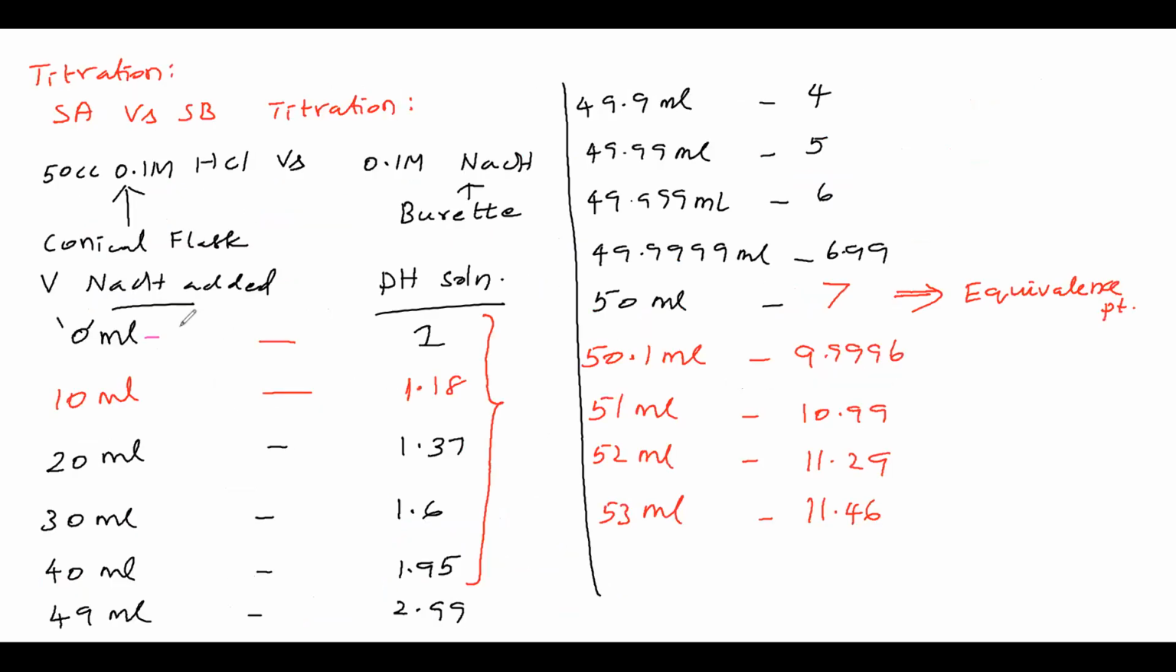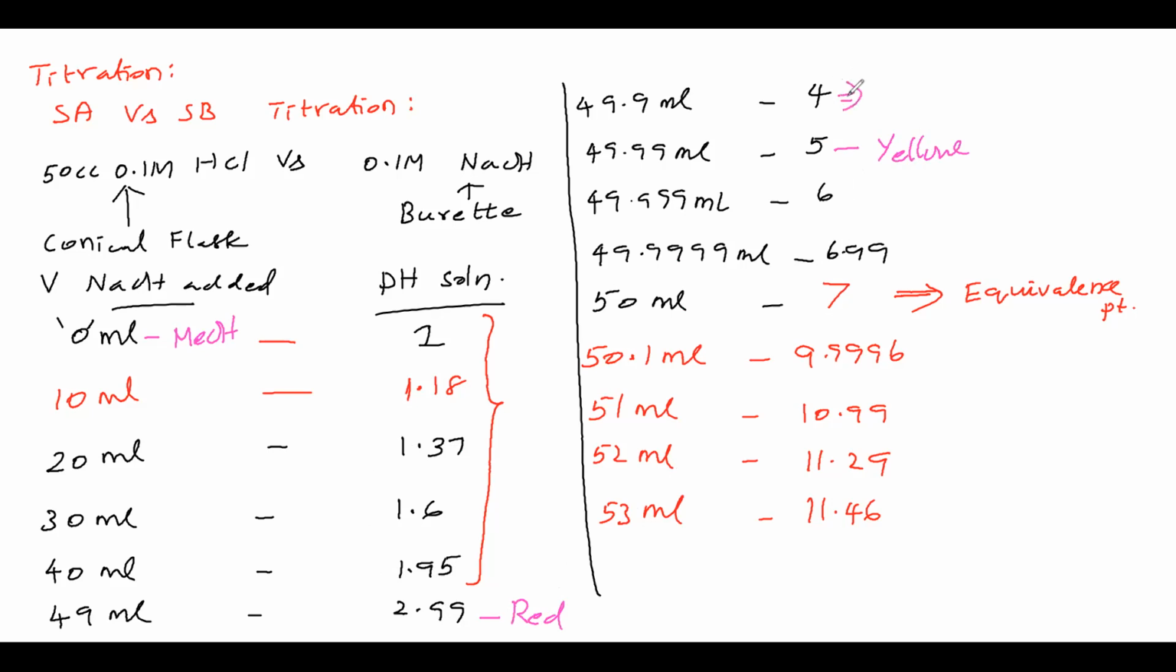So let us add methyl orange here. What color will methyl orange give to the conical flask solution? Red color. Here red, here red, here red. Up to this point, phenolphthalein gives red color. Now we will see yellow color here. Here yellow, here yellow, and all yellow only.